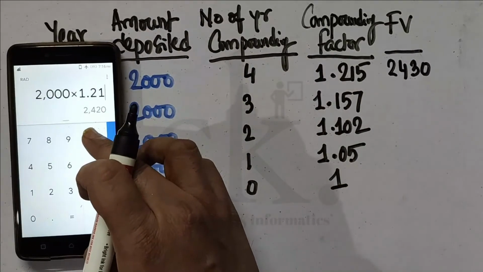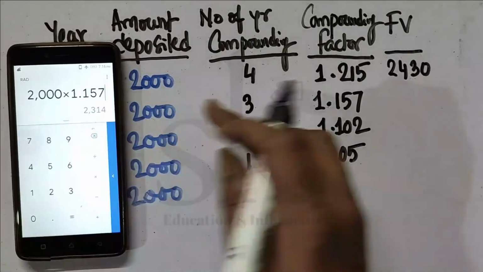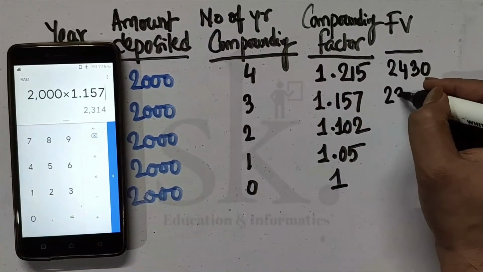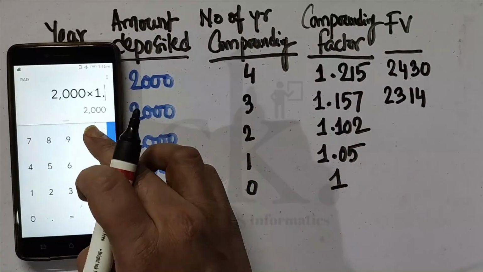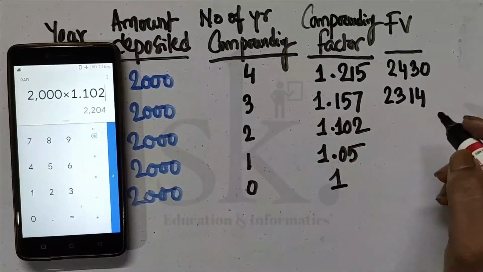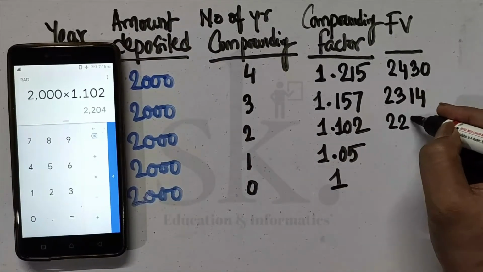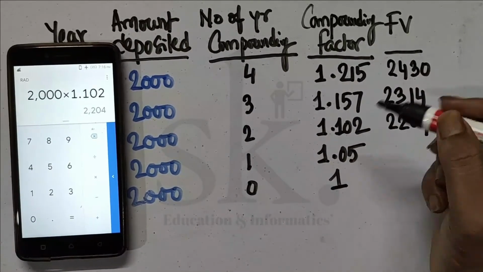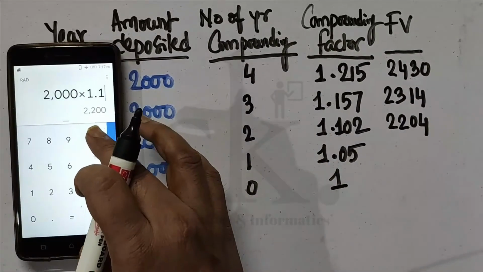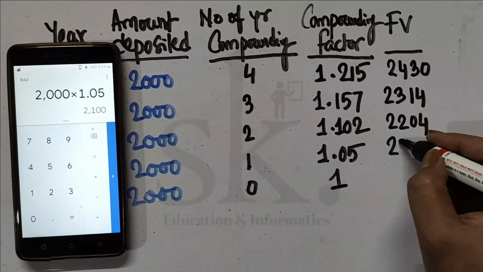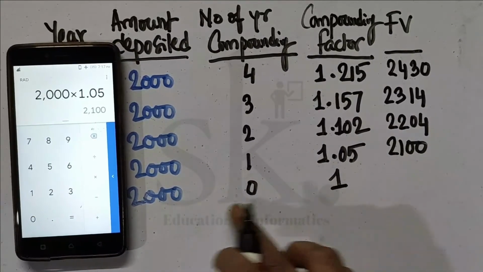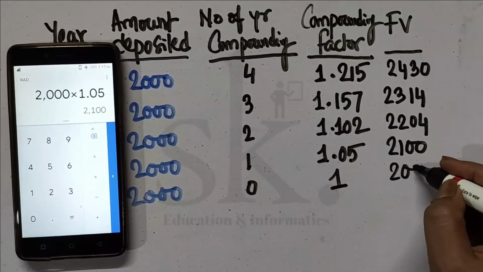So I just change it. 1.157. It's 2314. Next one is 1.102. It's coming 2204. Remember, I've taken 3 decimal. Next is 1.05. It's coming 2100. And 2000 into 1 will be 2000.